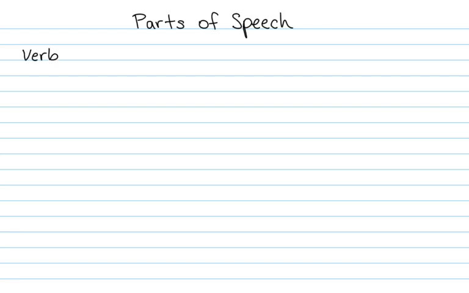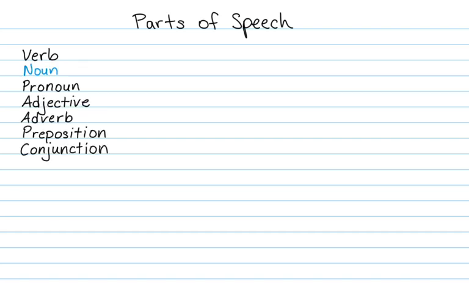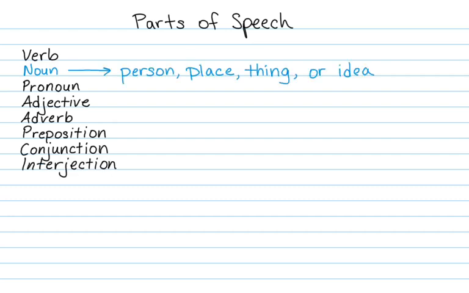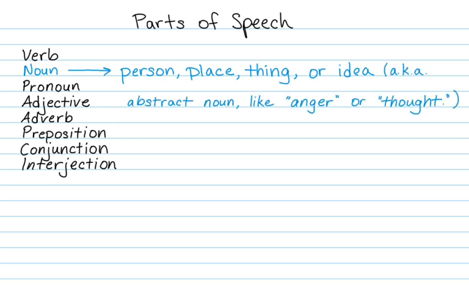In the first chapter, we learned about verbs. We're learning about nouns in this chapter. Later, we'll learn about pronouns, adjectives, adverbs, prepositions, conjunctions, and interjections. A noun refers to a person, place, thing, or idea, where idea can include an abstract noun like anger or thought.